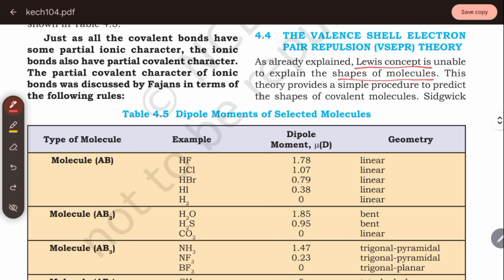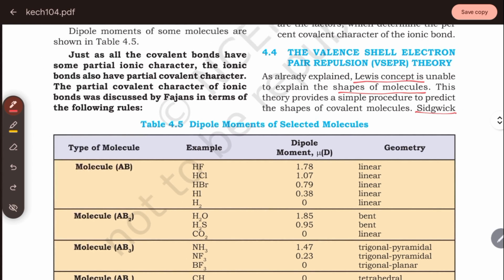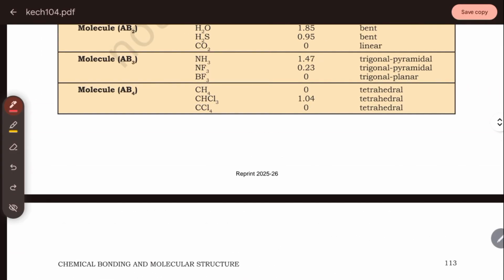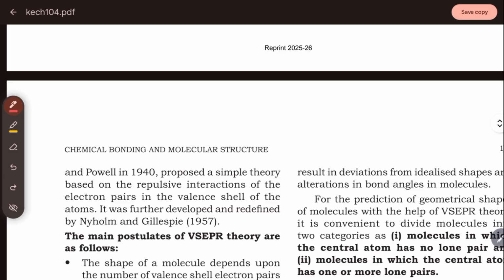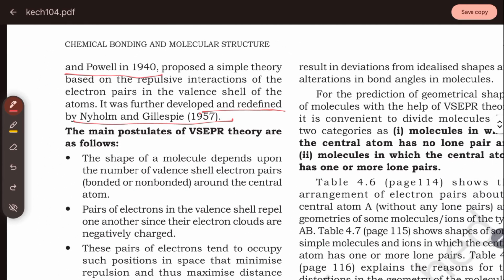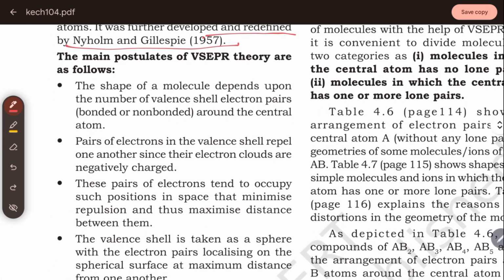It was given by Sidgwick. It was actually rectified, rather modified, by Nyholm and Gillespie, but Sidgwick and Powell in 1940 had worked over it. It was developed and redefined by Nyholm and Gillespie. So, though we name Nyholm and Gillespie for modifying it, the initial work was done by Sidgwick and Powell.